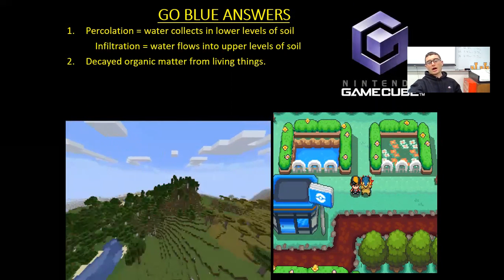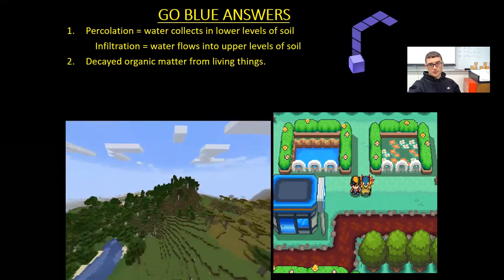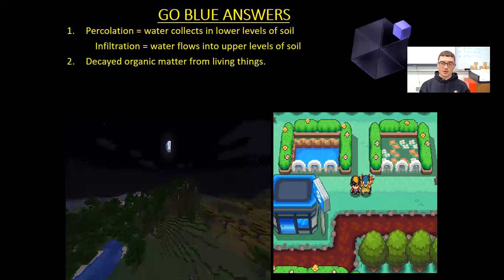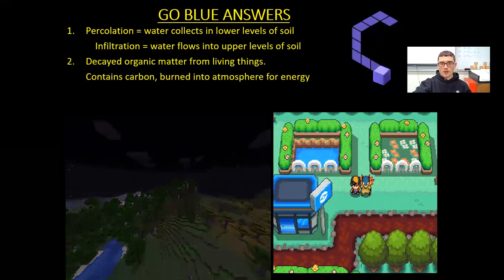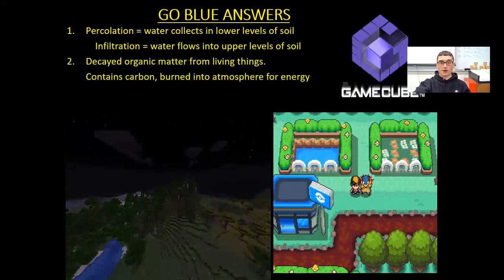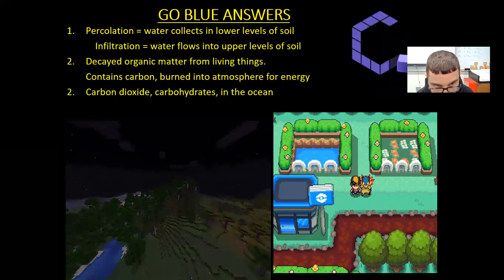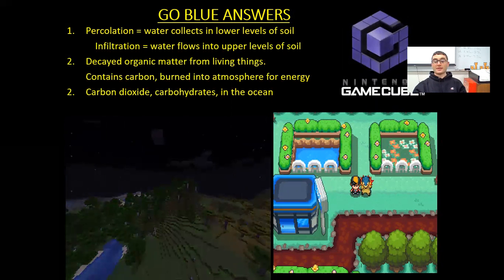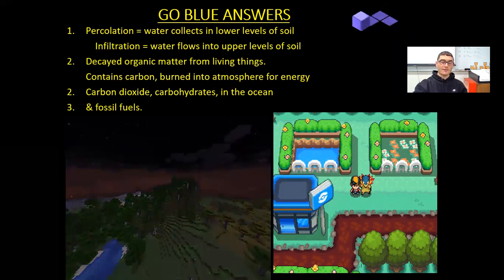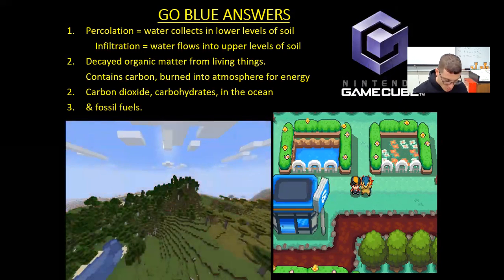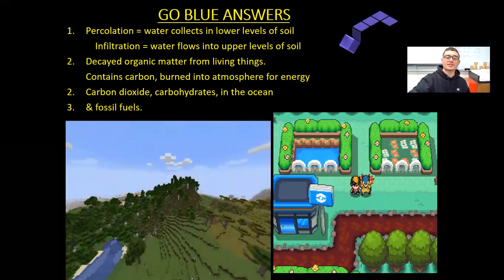That's number 2. What are fossil fuels? It's organisms that have passed away, that have decayed into a material that can be used for fuel and energy, particularly fuel and energy that we burn as combustion. We'll learn about that later today as well. And like I said before, carbon dioxide, carbohydrates, and fossil fuels are the different forms and places that we see carbon located in the carbon cycle.